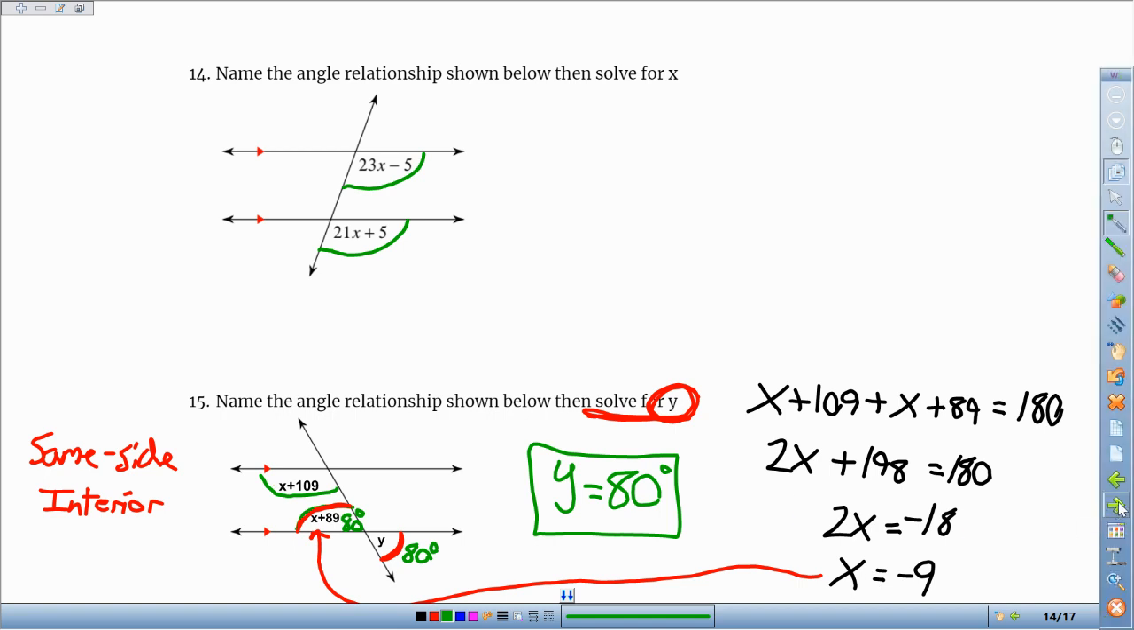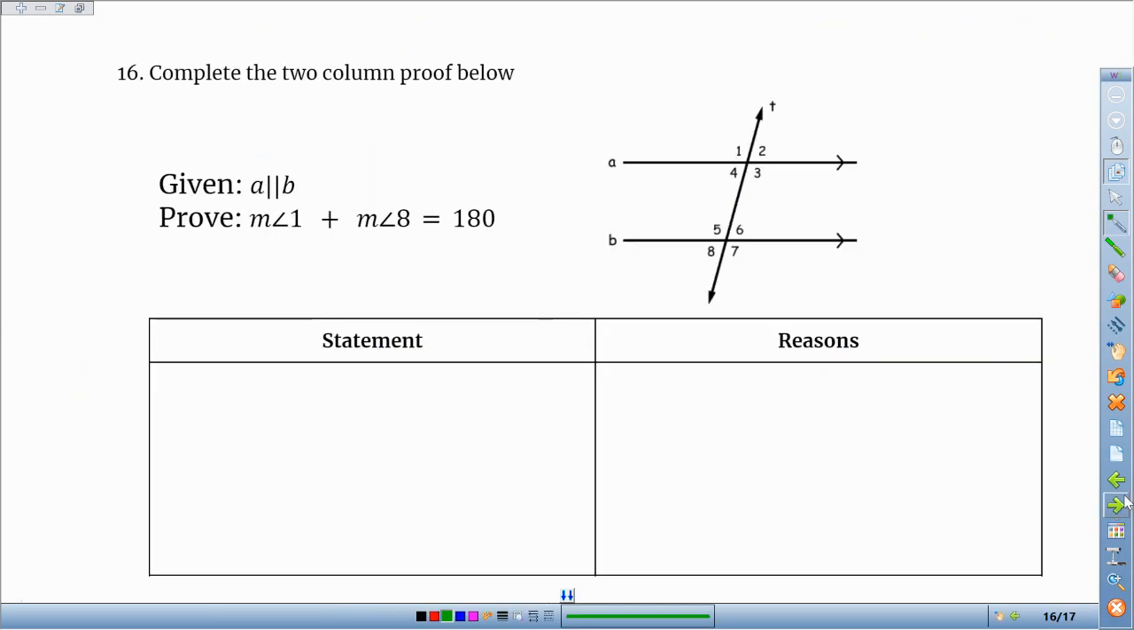Okay, cool. So moving on from here, last thing we're going to look at is a problem that's asking us to make a proof for parallel lines and transversals. Okay, this looks a little intimidating. I'll walk you through it and show you how this makes sense.